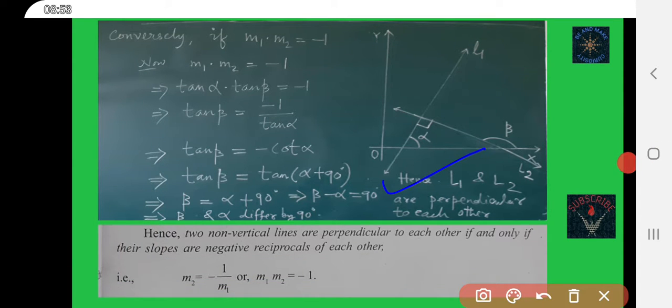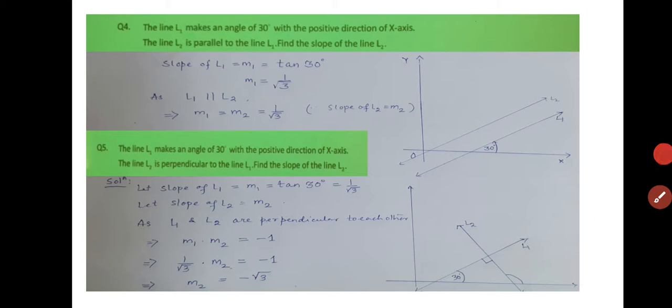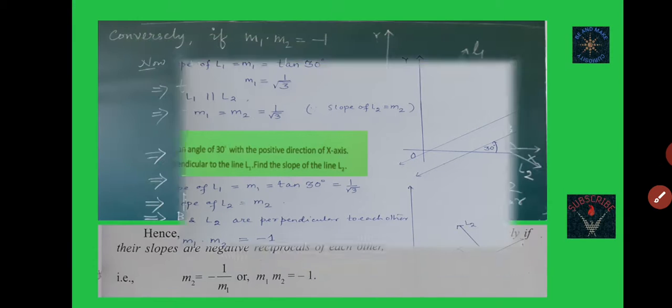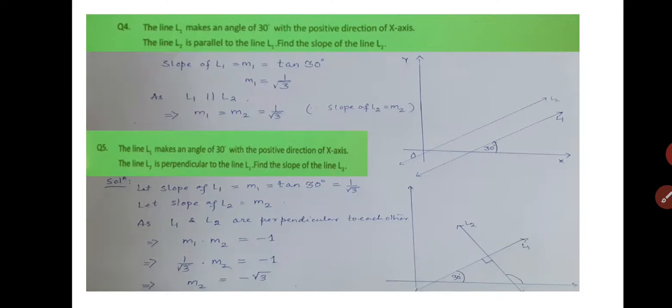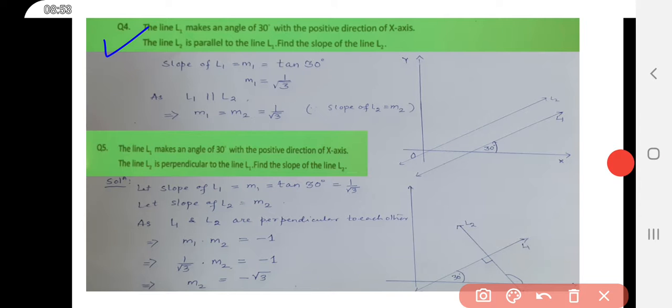Next, see two examples. Example, question number 4. Here the line L1 makes an angle 30 degree with the positive direction of x-axis. Then the line L2 is parallel to the line L1. Find the slope of the line L2.